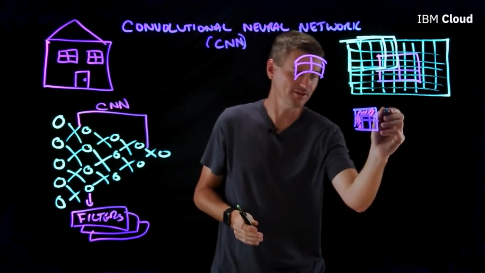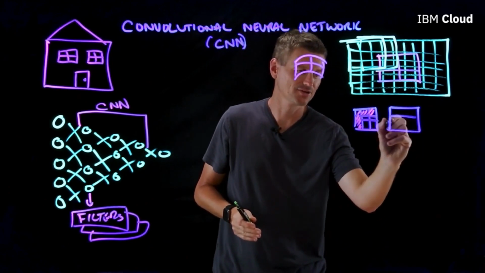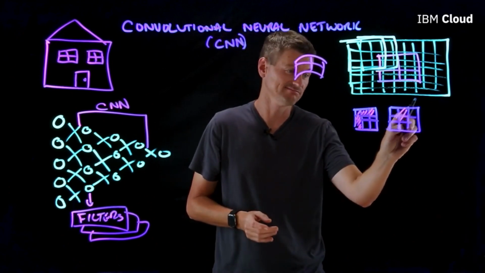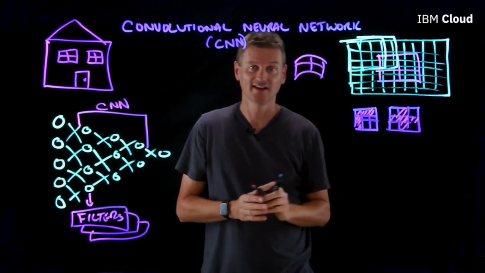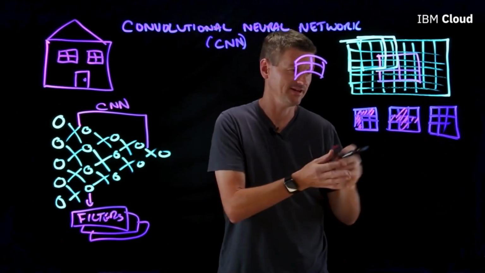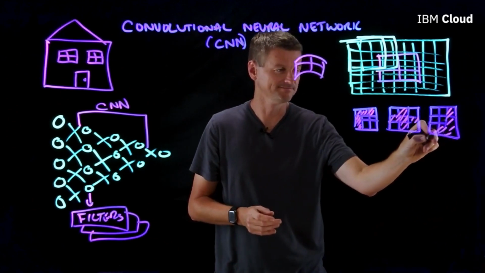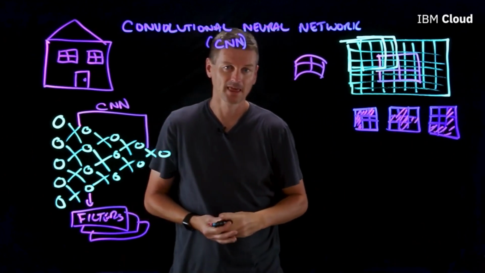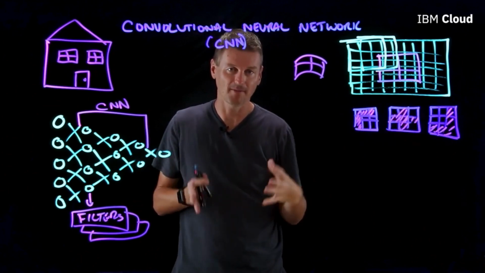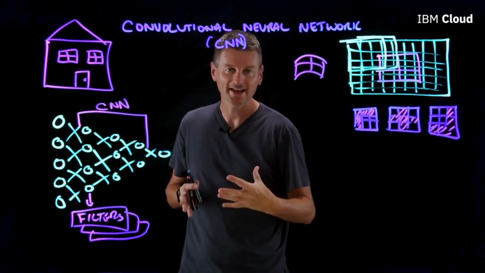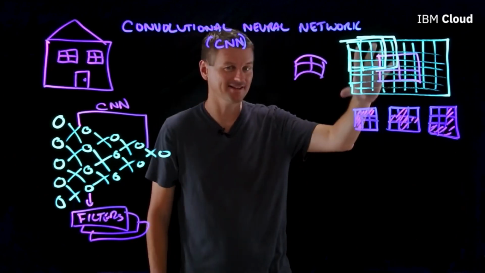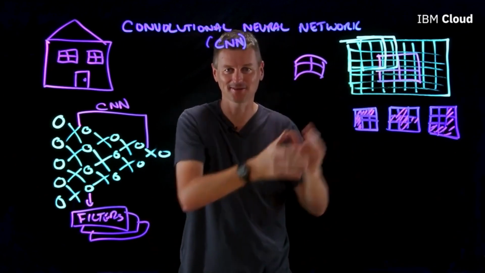But we can add more filters. So we could add another 3 by 3 filter here, and perhaps this one looks for a shape like this. And we could add a third filter here, and perhaps this looks for a different kind of right angle shape. If we take the numeric arrays from all of these filters and combine them together in a process called pooling, then we have a much better understanding of what is contained within this series of pixels.